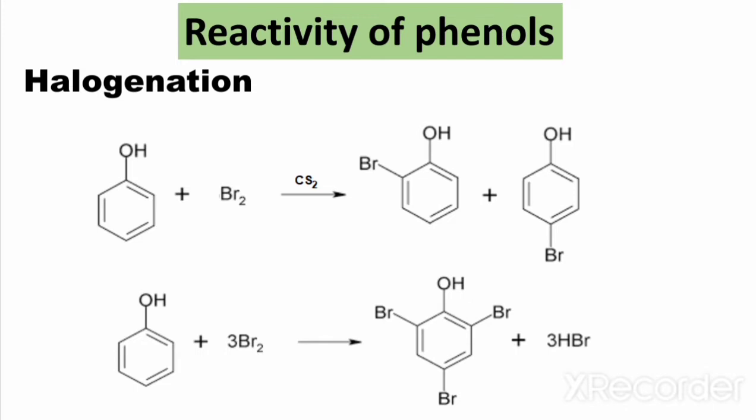The first compound is phenol, and it will react with bromine, and the final product has the halogen attached at the 2 or 4 position, meaning the ortho or para position. So basically, we get two kinds of products: bromine attached at the ortho position, or on the para position of the phenol. This will form ortho or para bromophenol.